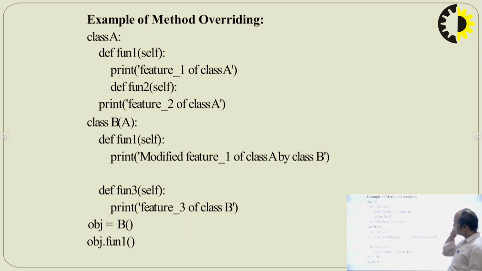Where is method overriding done? Here in class A we create the function named function 1, right? And in class B, which is inherited from class A, we also define function 1. This is overriding because the function name is the same and the parameter is the same. So when the parameter and the function name are the same in a parent and child class, or more than one class, it is called method overriding, right?